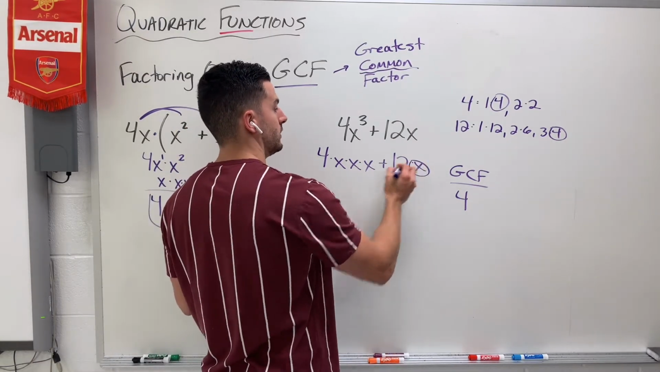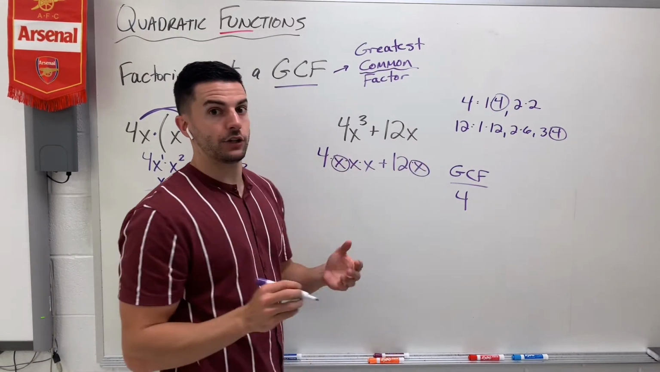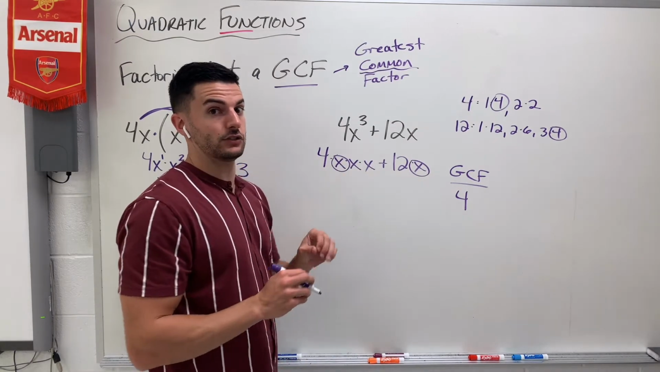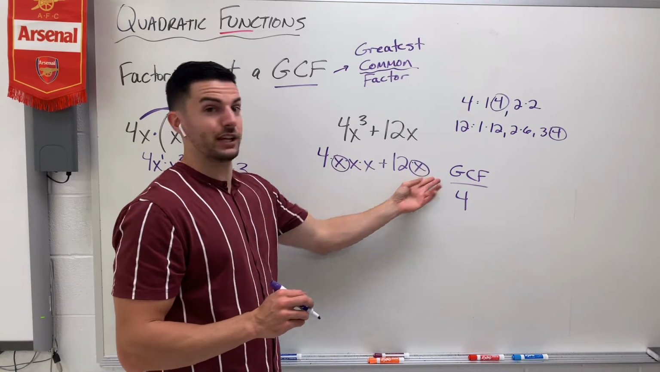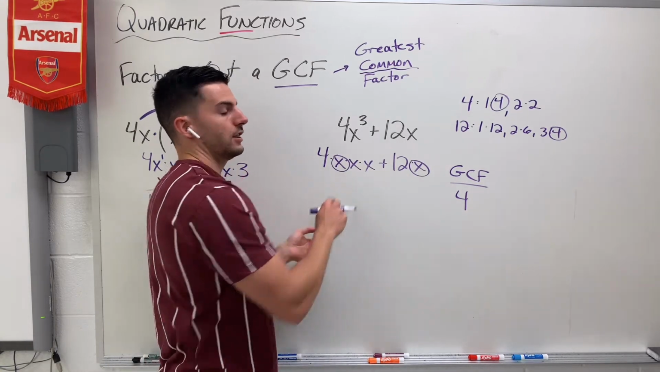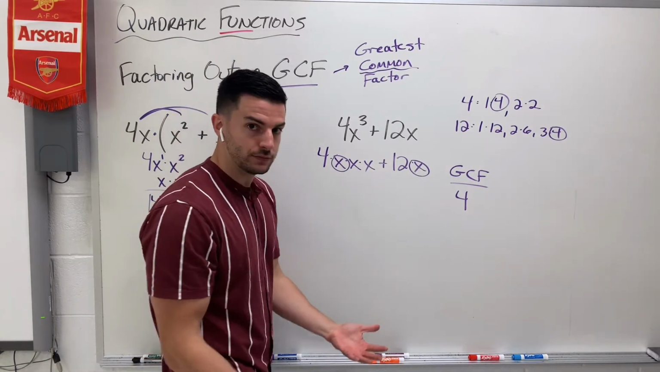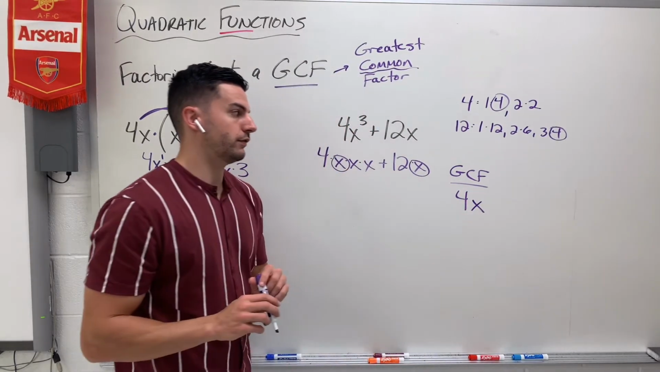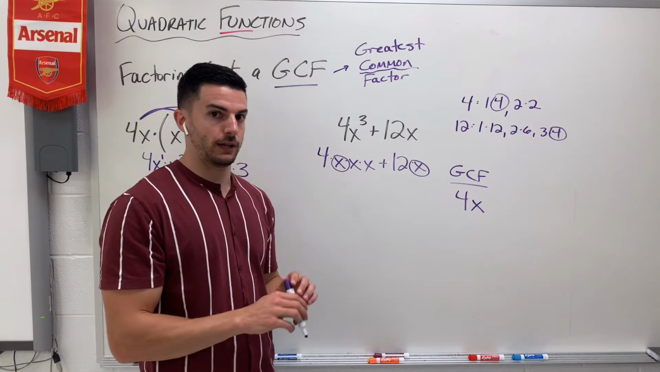This has an x and this has an x, okay? I couldn't say they both have at least 2 x's because this doesn't have that. I couldn't say they both have at least 3 x's because this one only has 1, right? So in common, they both have at least 1, even though this has more. So in my GCF, I would just say 4x, okay?